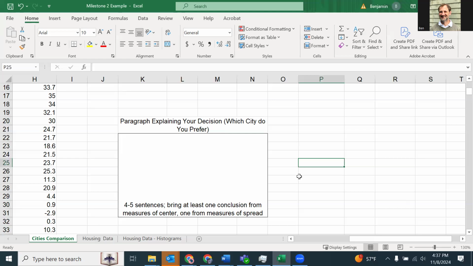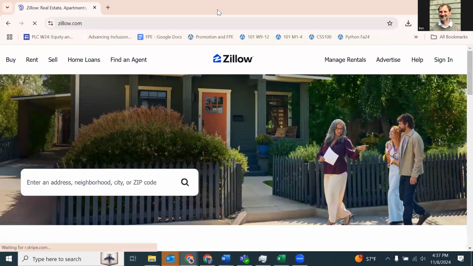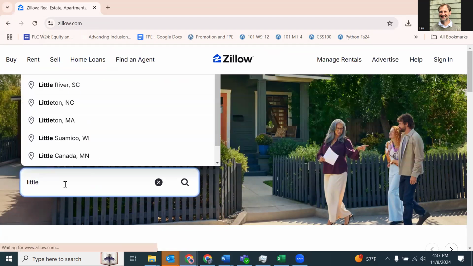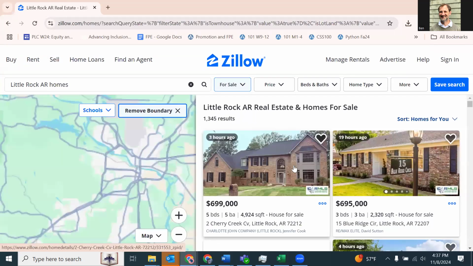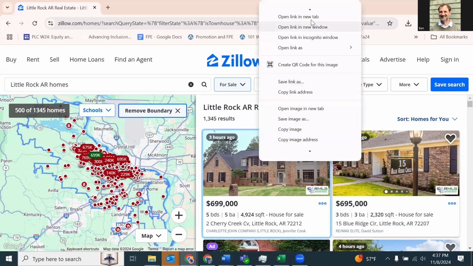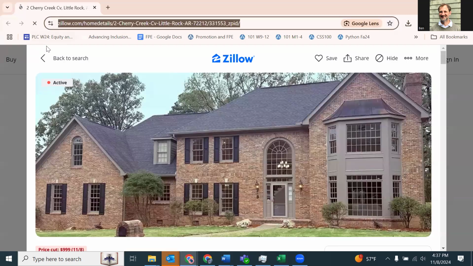So once I've made my decision, I've decided Little Rock is the place for me. Then it's internet time, and I'm going over to Zillow to look up houses in Little Rock. There we go, and so here we are. Real estate and homes for sale. Here's a $699,000 house. Now, when I do this work, I need to open the link in a new tab or a new window. I need to grab this URL, copying it, Control C.